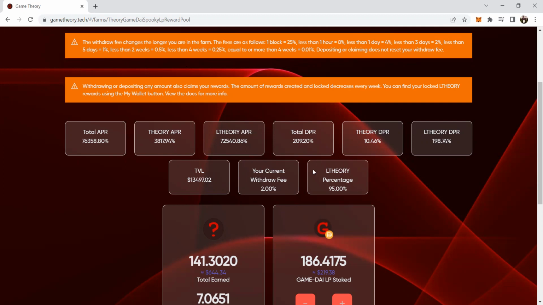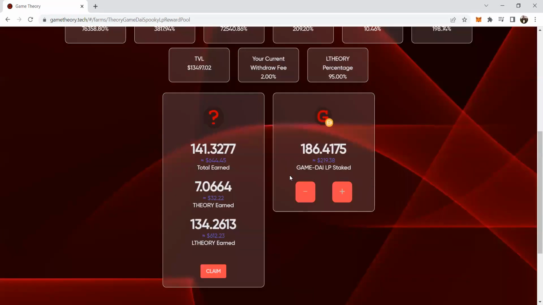And the L theory percentage, so the percentage of all of the theory that is unlocked versus locked, is the number we'll show you. On week 1, that's 95%. On week 2, it'll be 93%. On week 3, it'll be 91%, and so on and so on. Every week, a larger percentage of the theory that is distributed is going to be unlocked theory compared to locked theory. And if you go into the liquidity pool, I put in 186 LP tokens for this.